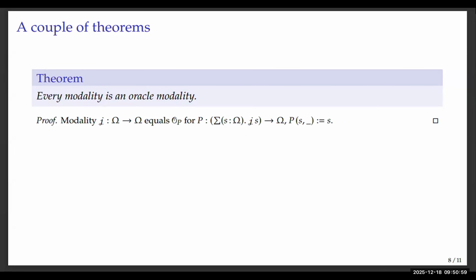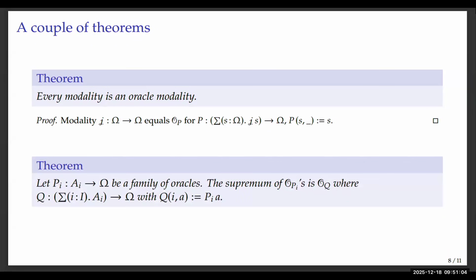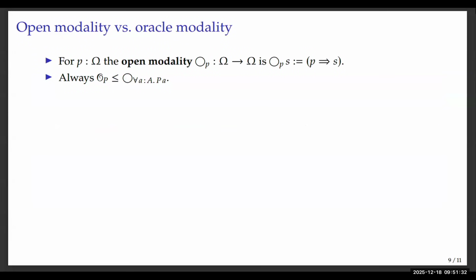It's an interesting observation. Some things are easier to describe using oracle modalities than just nuclei. For instance, if you have a family of oracles, then you can calculate the supremum of the induced oracle modalities as simply an oracle modality where you just sum up all the oracles. So that gives the supremum in the lattice. So I think that's also a useful formula. It might come in handy.